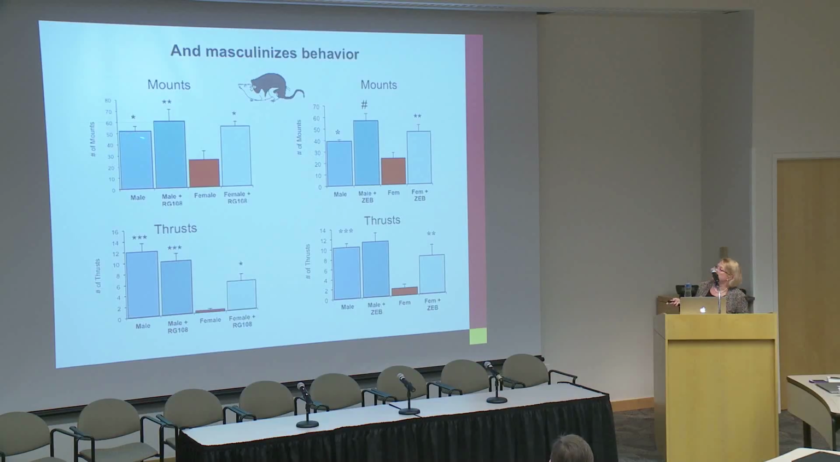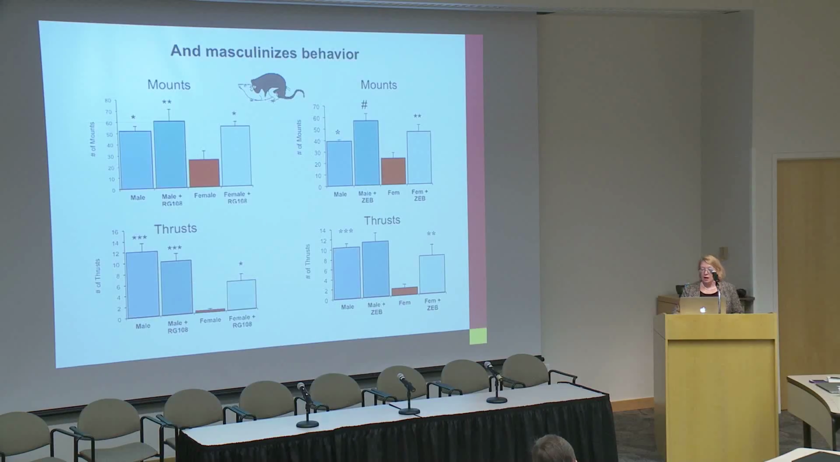So here's the normal sex difference. Males mount, females don't very much. Males with RG108 aren't affected, but females with RG108 think they're male. They're exactly like males. And here is a male that we kind of uber-masculinized with Zebularine. I could pick all sorts of movie stars to say who he's like, but my favorite is Arnold Schwarzenegger. And then here's the normal sex difference, and here's the female with Zebularine. The thrust is much, much less frequent in females. Look at that, the sex difference is enormous, and the female with RG108 looks just like the males.